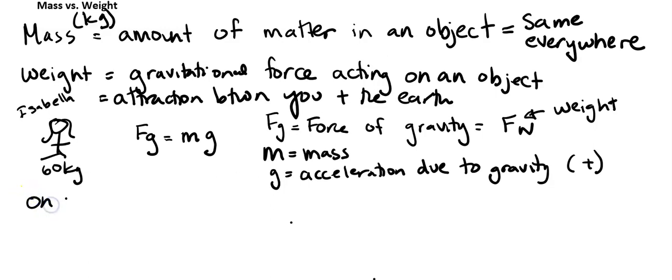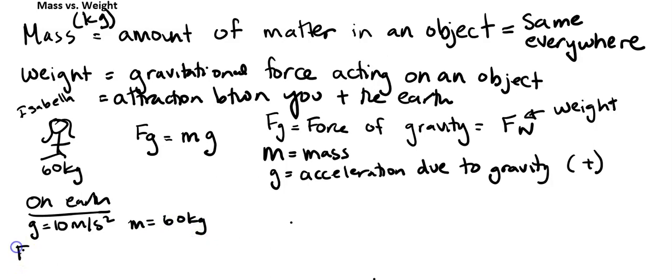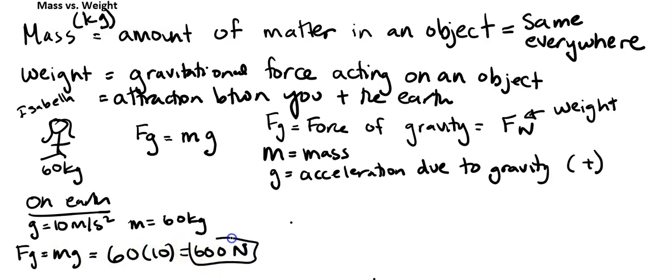So on Earth, we know that g is 10 meters per second squared. Her mass is not going to change. It's always going to be 60 kilograms. Her weight, let's plug it into good old Fg equals mg. So her weight is what? 60 times 10. So 600 newtons. Cool. So now let's go ahead and look at the moon.